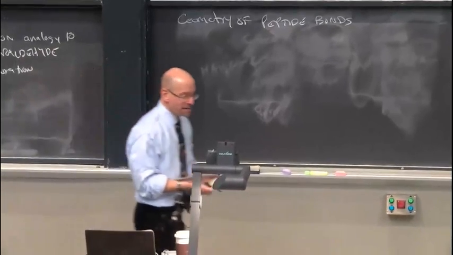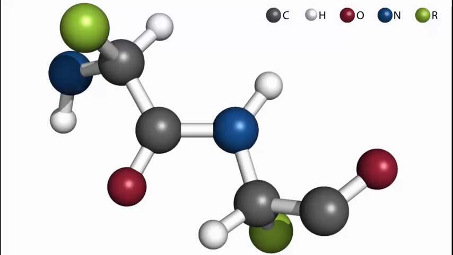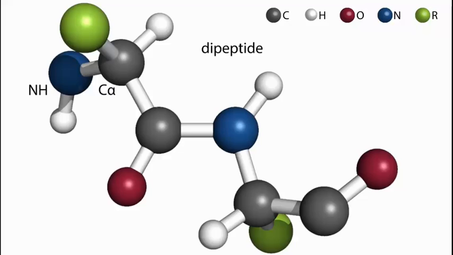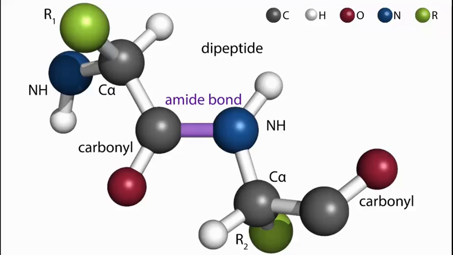And he measured bond distances and bond angles. What you're looking at here is the crystal structure of a dipeptide. Here's one amino acid. Here's the nitrogen. Here's the alpha carbon. Here's the R group. Here's the carbonyl. Here's the amide bond to the NH group. Here's the next alpha carbon. Here's its R group. Here's the carbonyl. And he measured. One of the things you can do with X-ray crystallography is make very accurate measurements.